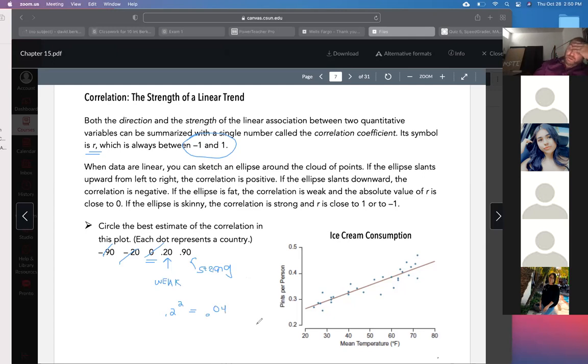Numbers that are smaller than 1, between 0 and 1, get smaller when you square them. 0.2 squared is 0.04, which is extremely weak, to the point that I wouldn't even see a line. So I ask again, do you think this is strong or weak? 0.2, 0.9, or 0.2? 0.9. This is a strong relationship. Does that make sense so far?